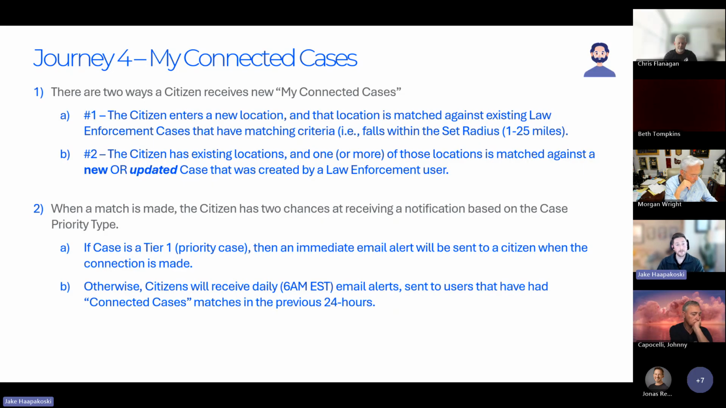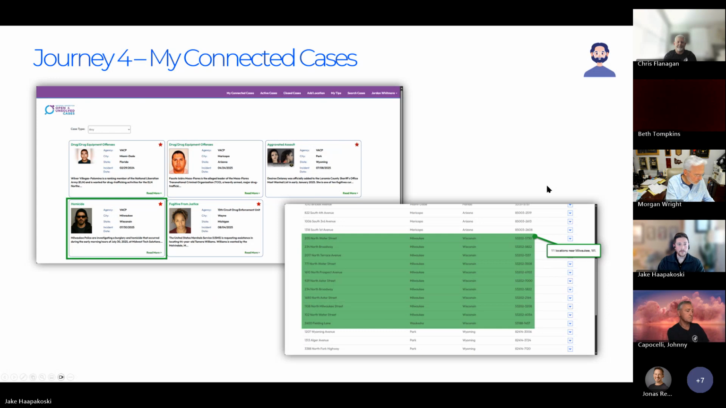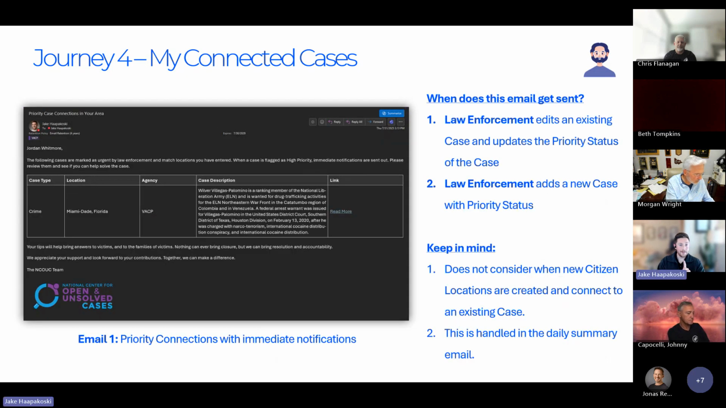If it is a priority, which the Milwaukee case actually was, then when those connections are made, you would receive the immediate email and you're going to receive that nightly batch email that is just a summary of all the items that happened in the previous day. So that was a lot, but I'm going to talk through these each individually. There are 3 separate emails and pieces that can happen here. So I'll talk through each of these by themselves.